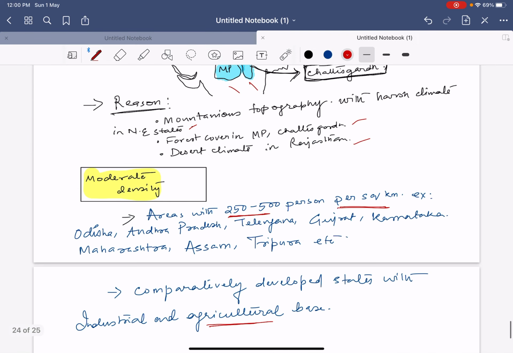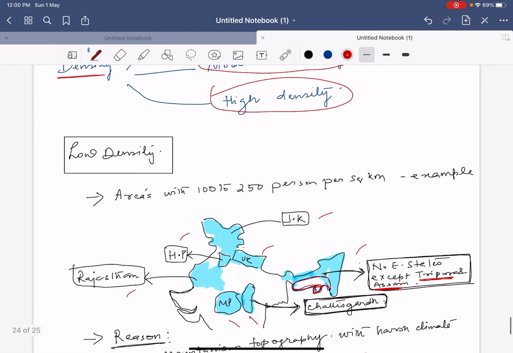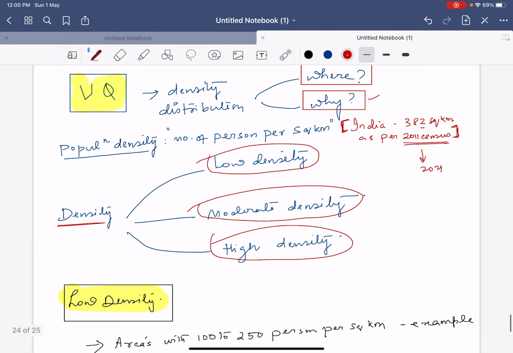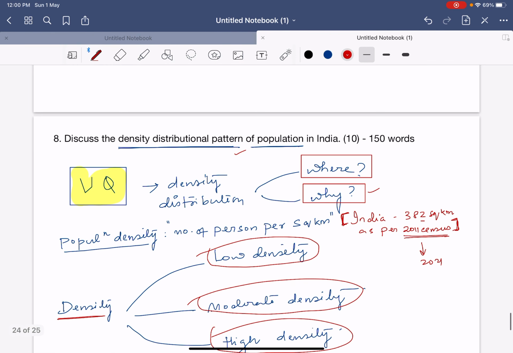So with this, we can easily describe the density of the population. We are not just describing where the density is, but why there is such a density. With this, we can properly fetch a proper 5-6 marks, if you are writing two things: first of all, where and why. I hope that this explanation is relevant.